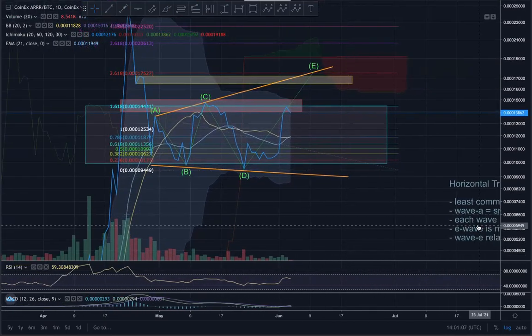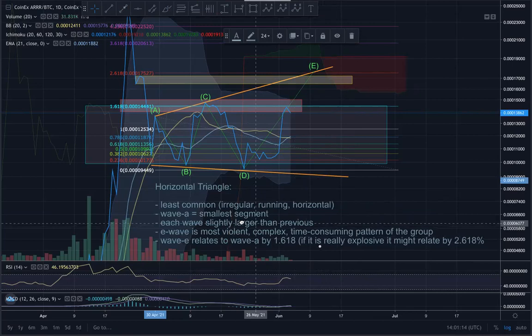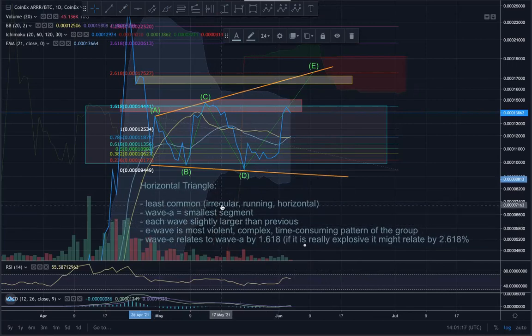However, what will be interesting to see is that there are different kinds of expanding triangles. There are irregular expanding triangles, which have some specific things about them that change their shape. They're not as symmetrical as this horizontal, so-called expanding triangle. Then there are running expanding triangles, which are more trend-based, so they move in a specific trend, either up or down. And then you have horizontal, which are the least common, where the A wave is the smallest and every wave is bigger, making an outward expansion.